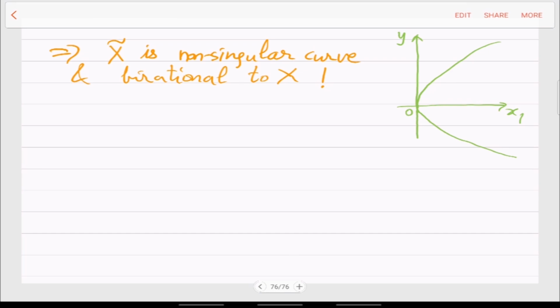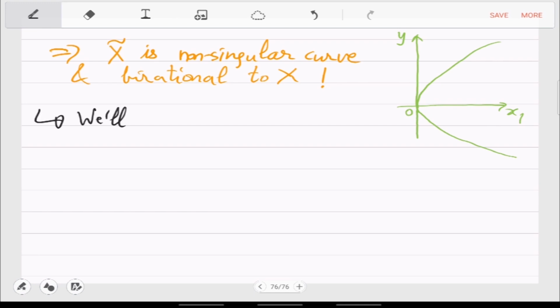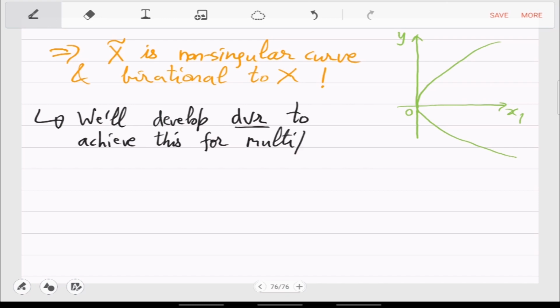That's where our algebra will become more complicated. So we'll achieve this next time by introducing discrete valuation rings. So we'll develop DVRs to achieve this for multiple singularities. Okay, so discrete valuation rings we'll study next time.